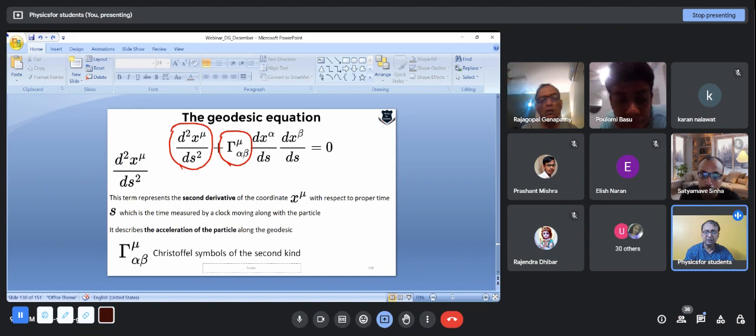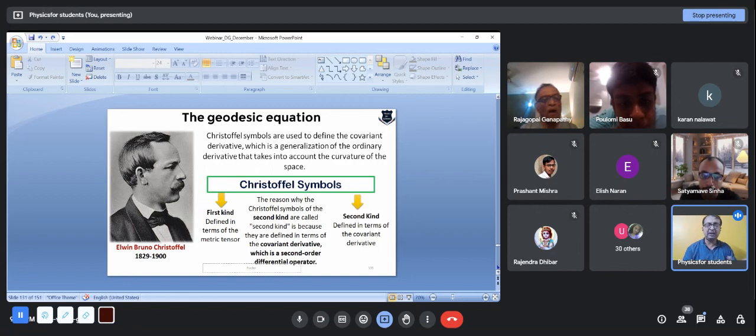Okay. Here you see, I have written in terms of the Christoffel symbol of the second kind. There are three kinds of Christoffel symbol. I'm just quickly skipping the first kind, which is defined in terms of the metric tensor, and the second kind, which is in terms of the covariant derivative. So I'm just skipping this part.